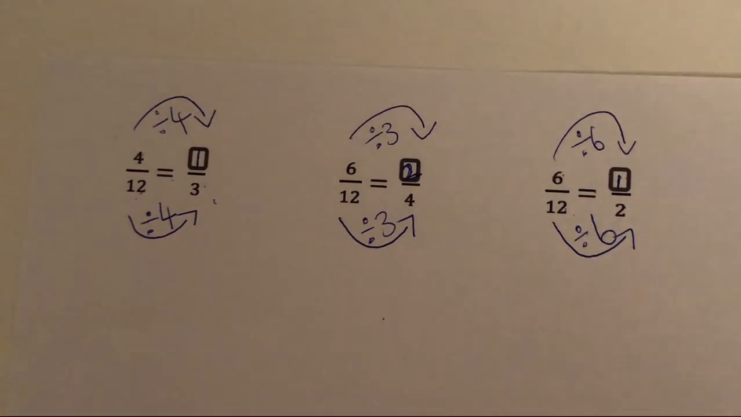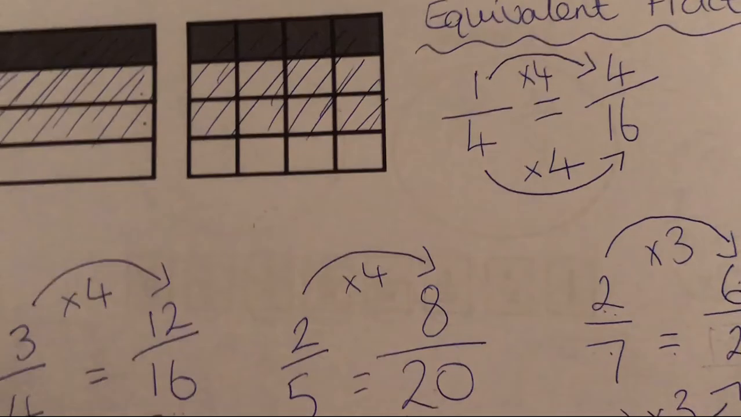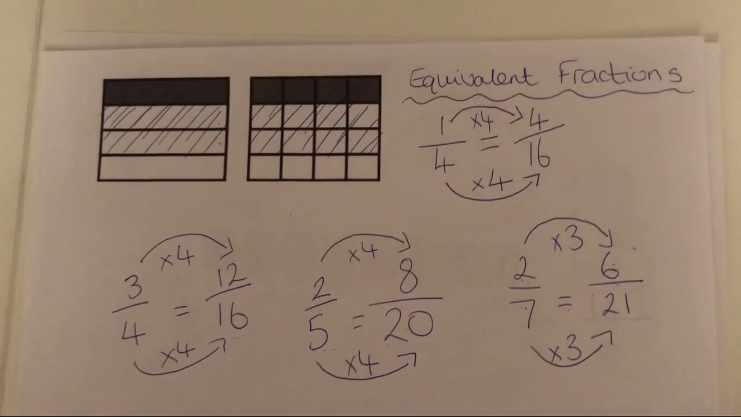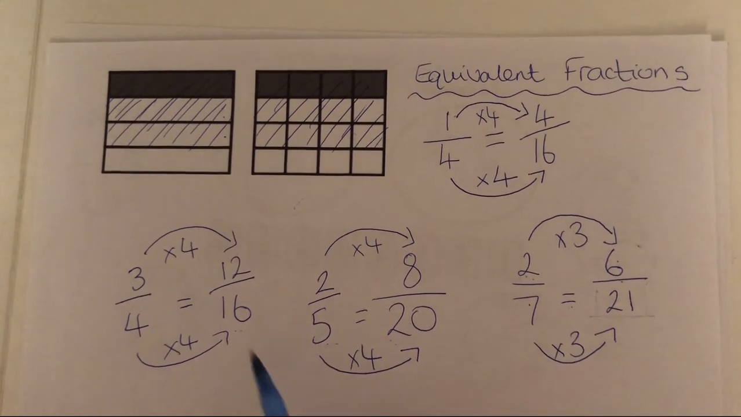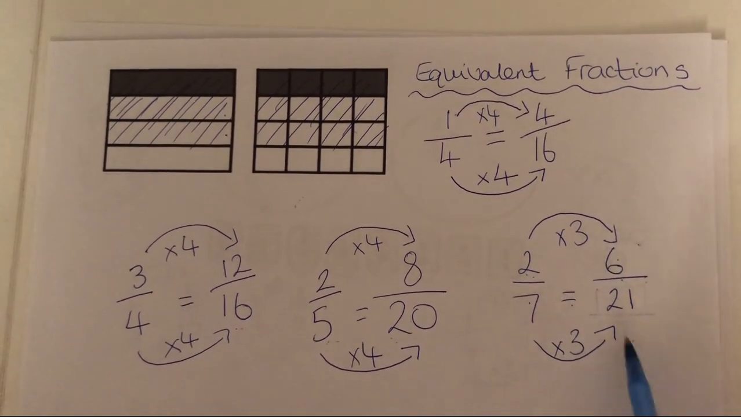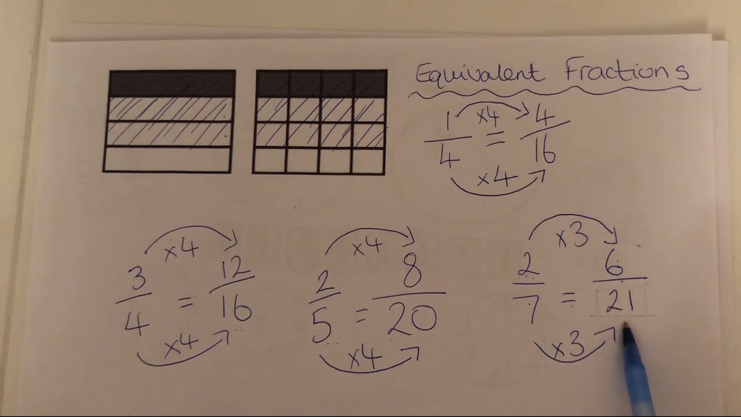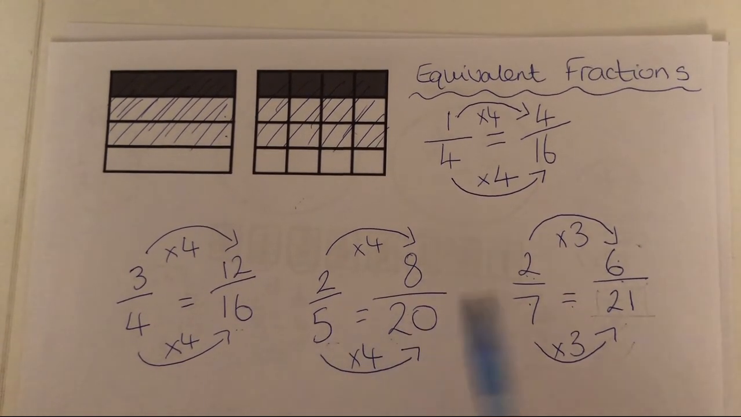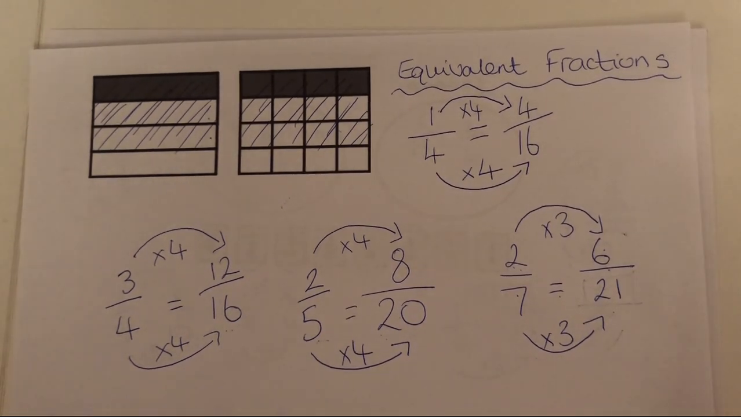I hope that's made it a little bit clearer for you guys. You need your knowledge of multiples and times tables to find your equivalent fractions. And just remember, whatever you do to the top has to happen to the bottom, the numerator, the denominator, or the other way around. So I hope that was a good refresh.